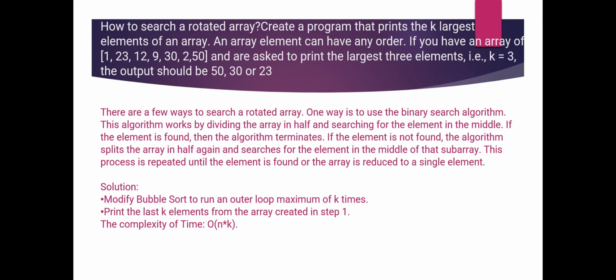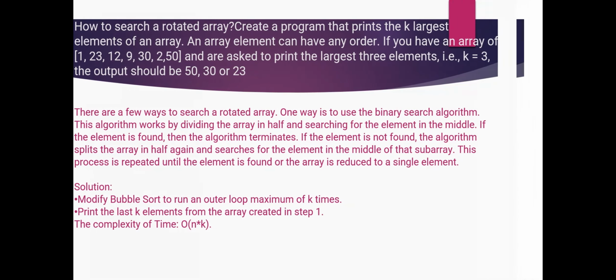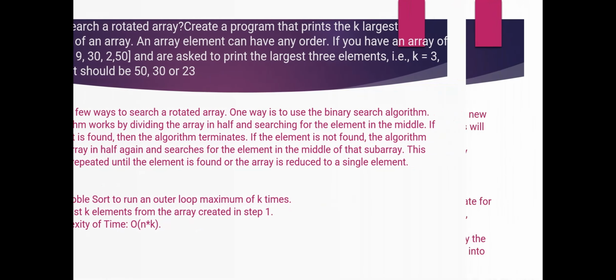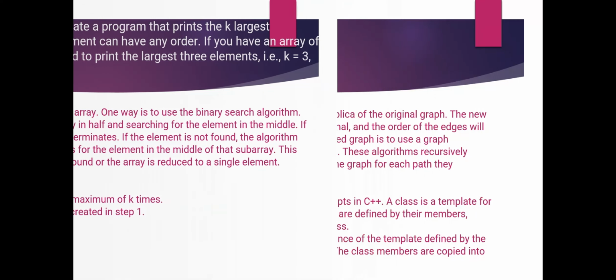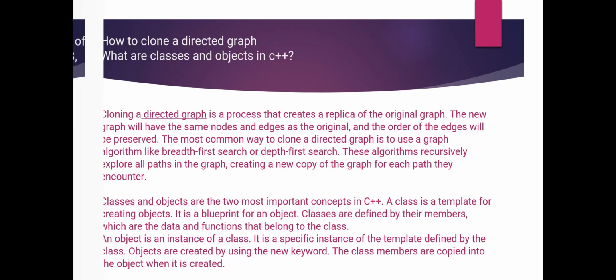64. Create a program that prints the k largest elements of an array. An array element can have any order. If you have an array of 1, 23, 12, 9, 30, 2, 50, and are asked to print the largest 3 elements, i.e., k equals 3, the output should be 50, 30, and 23. Solution. Modify bubble sort to run an outer loop maximum of k times. Print the last k elements from the array created in step 1. The time complexity is O(nk).